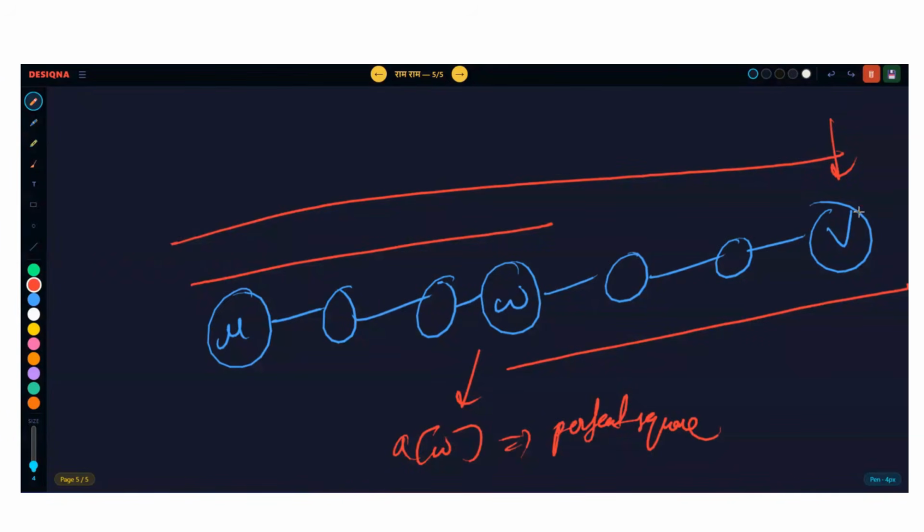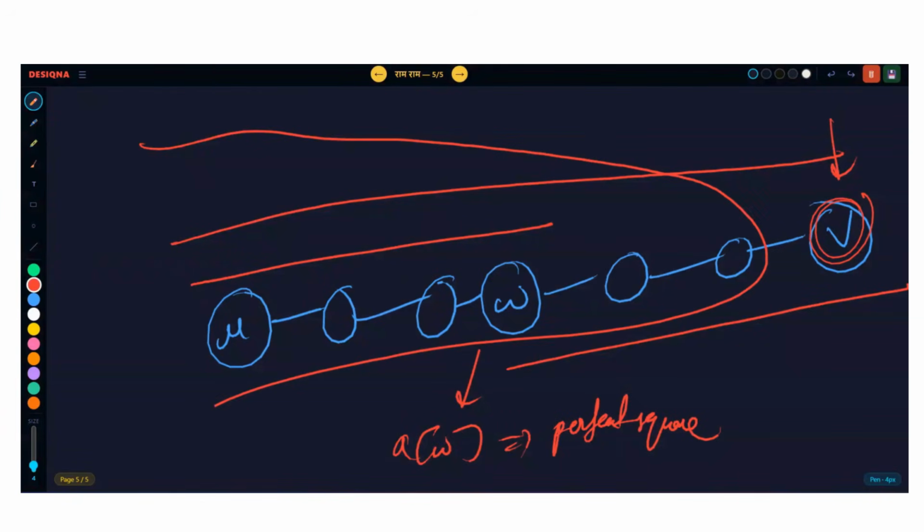Why? Because if this is your current V, you will try to find U in this branch. You will try to find W in some other branch. You will never try to find U and W in the same branch. So repetition will never happen.